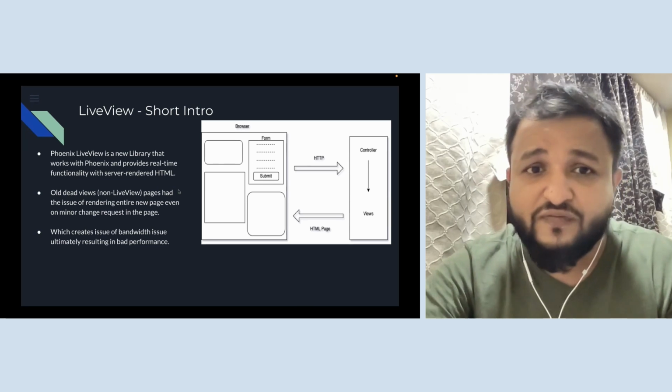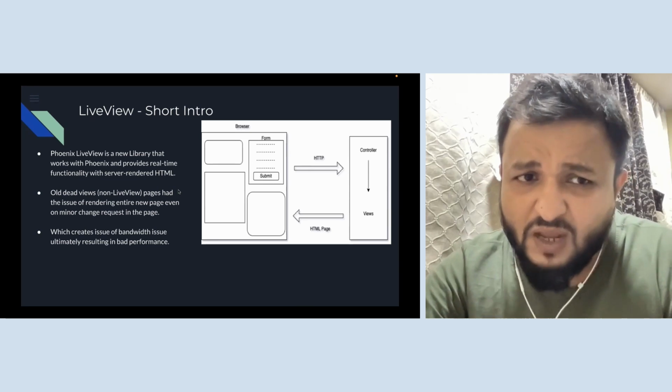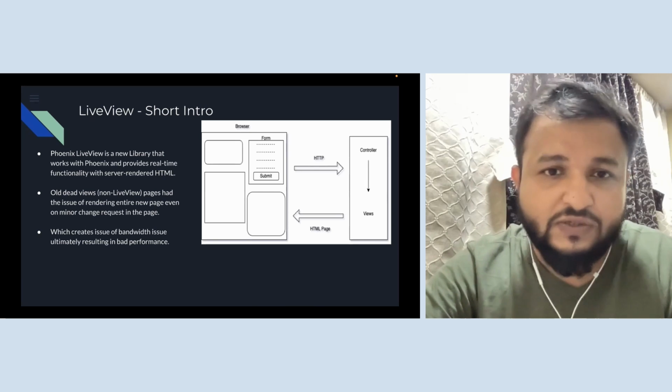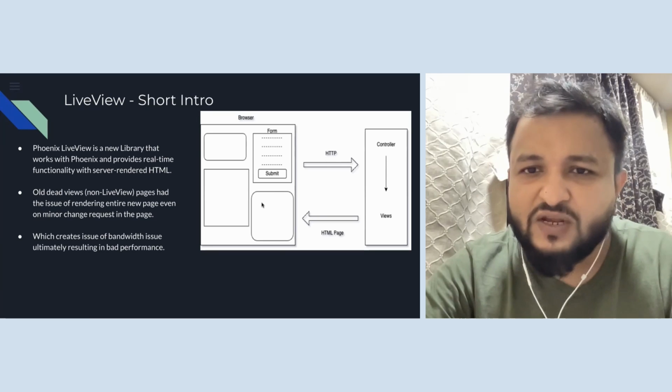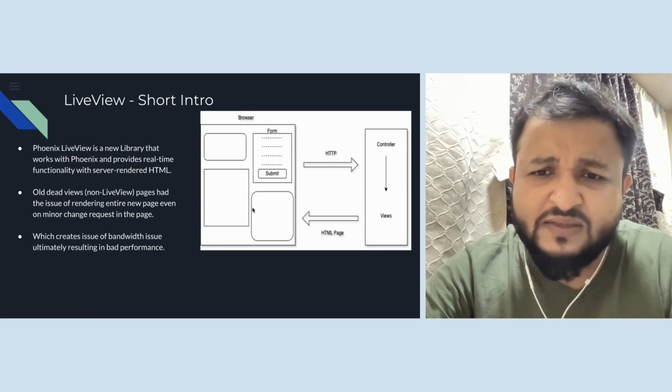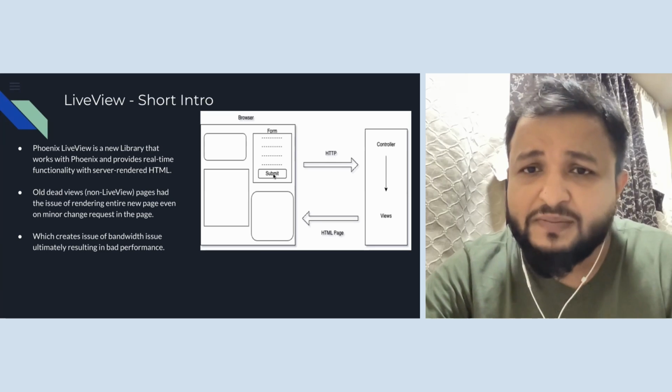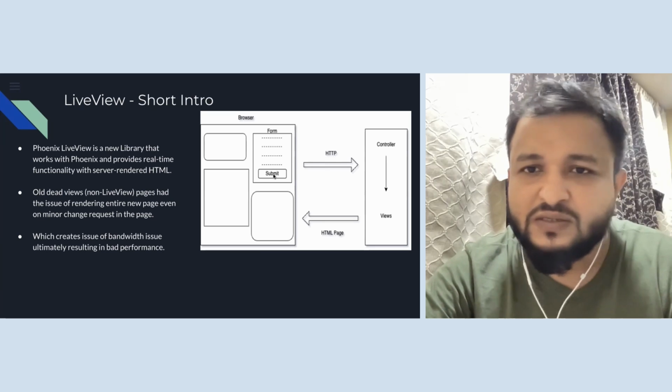So you have seen that proof of real-time, and how it was achieved. Earlier, when LiveView was not developed, in a traditional Phoenix application and in a dead view application, whenever users tried to do some event in the page in the browser, for example submitting a form, and the user just wants to do a very small change, like hiding some div on the basis of this submit button. It's just a small change of simple Boolean logic.